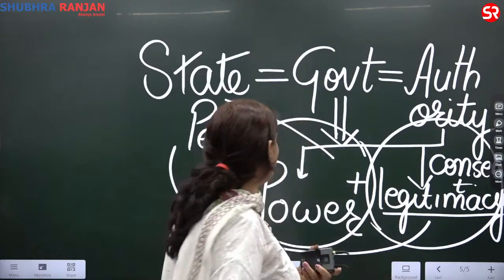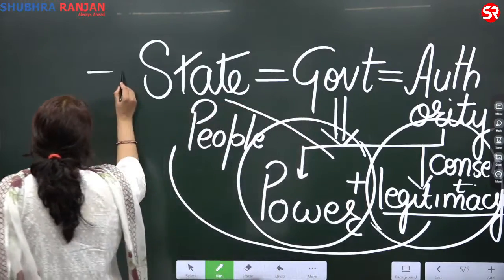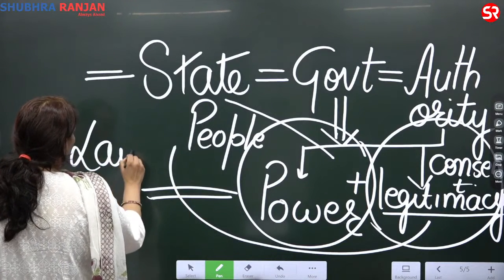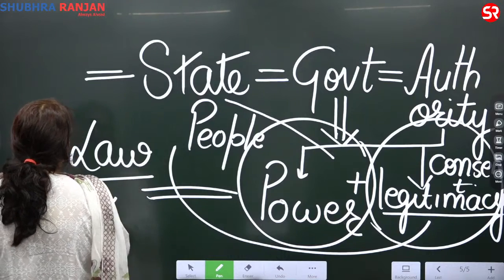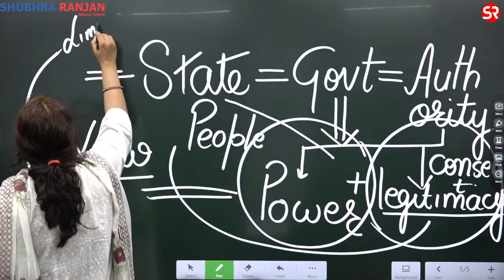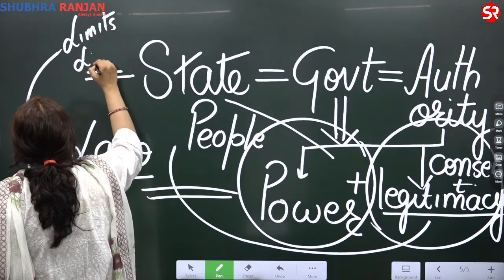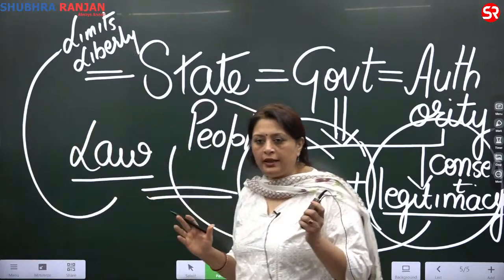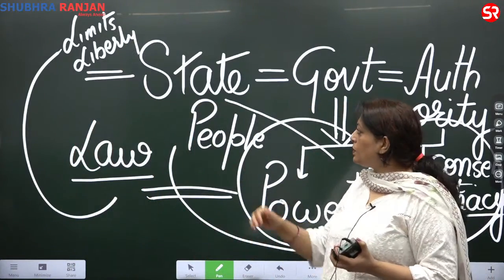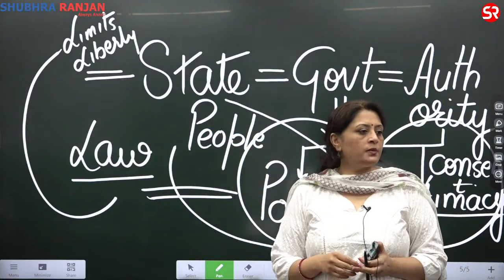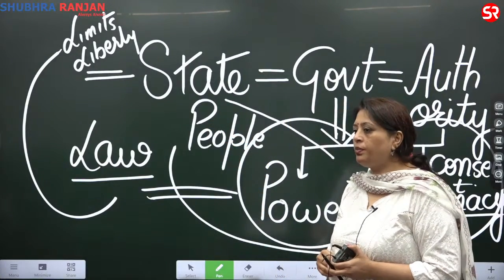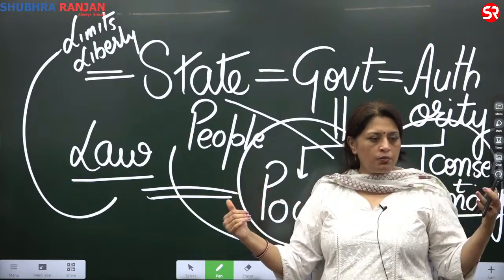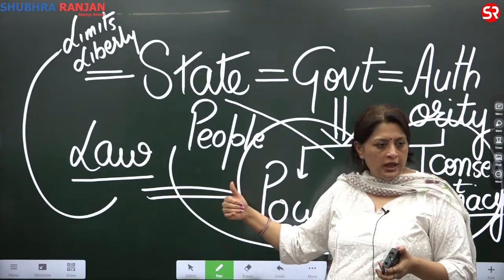Fine. So a state represents power, it represents law, and law limits the liberty. Are you understanding? There was a question in prelims, the relationship between law and liberty. If law is more, liberty is bound to decrease.